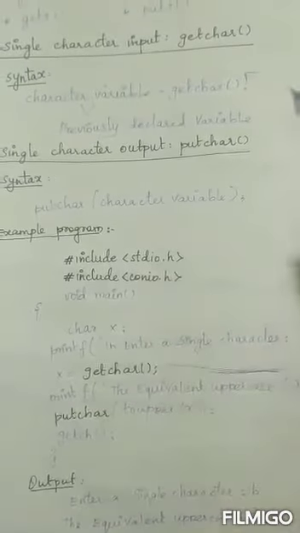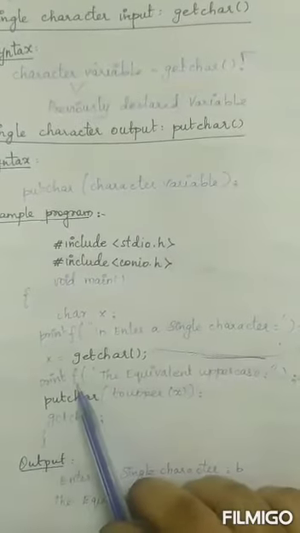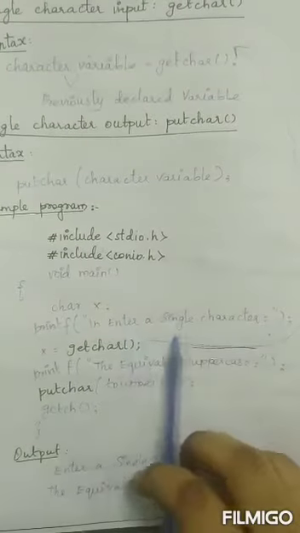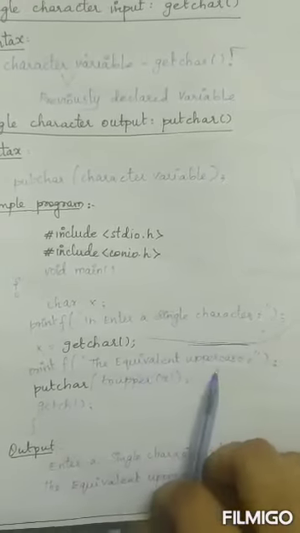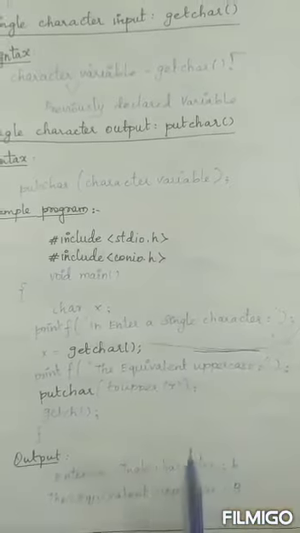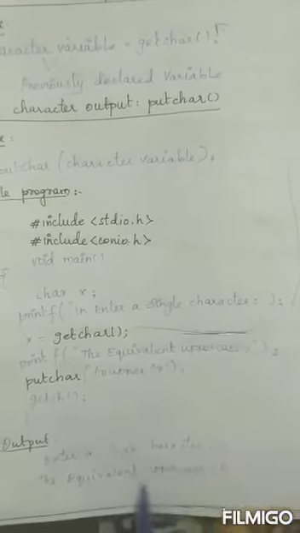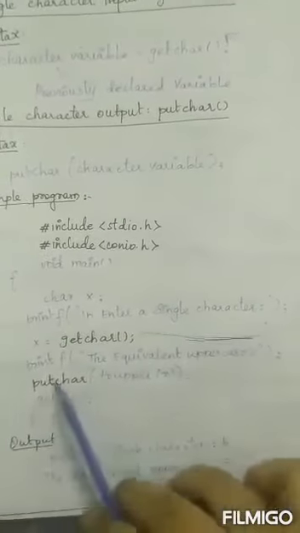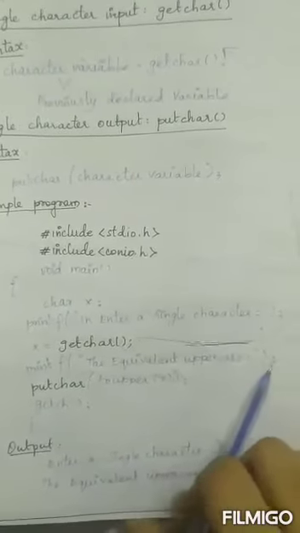The syntax is the basic thing that we need to apply in a program. Another printf statement comes. After entering a single character in the output, I have to find the equivalent uppercase for that output. It means if I have the single character output, the small b means the uppercase will be capital B. So another printf statement here comes. The equivalent uppercase I need, semicolon.